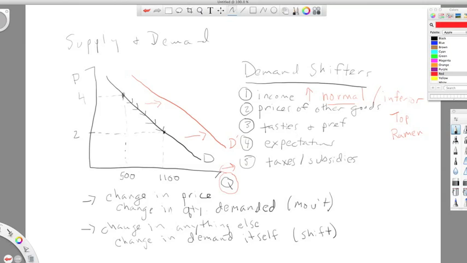Other things that could shift this, let's say taste and preferences, for example. Suppose there's a news article that says that pizza has magical cancer-fighting properties. Wouldn't that be wonderful if that were true? In that case, that news article itself would likely change people's tastes and preferences and result in this kind of shift to the right for pizza. That is to say, at all prices, right? So at $4, at $3, at $2, at all of these prices, quantity demanded is higher than it was before. That's what a shift looks like.